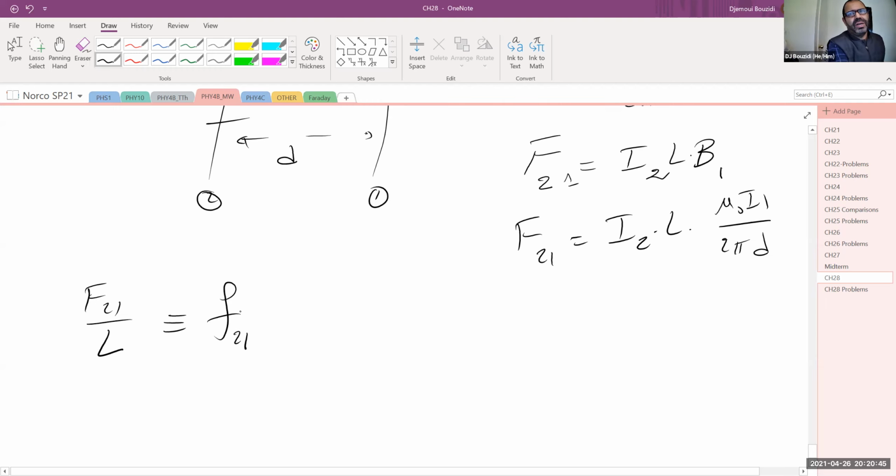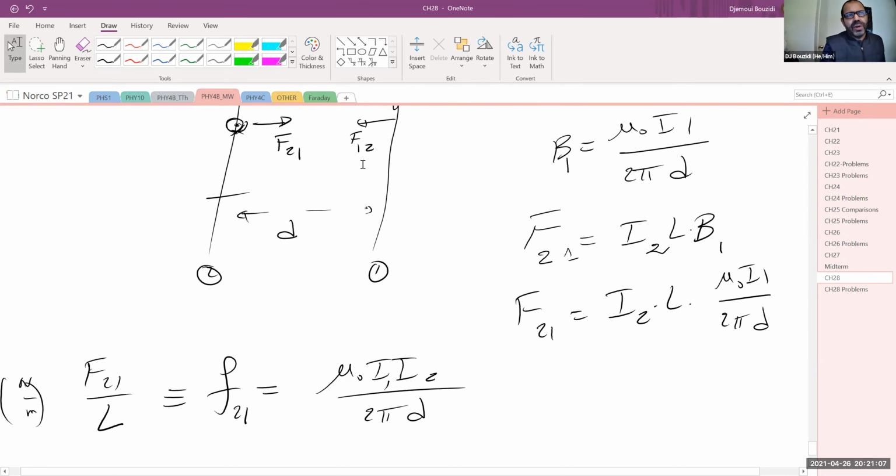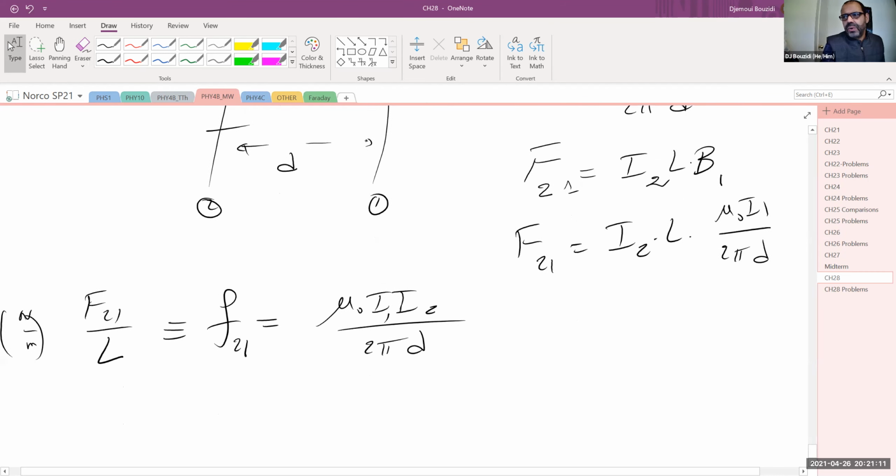So that's why we really work with this force, which is in units of Newton per meter. If we substitute everything in correctly, it's mu naught I1 I2 divided by 2 pi times the distance between them. Now, the same calculation could be argued for the other wire by Newton's third law. This F12 will have the same identical value.